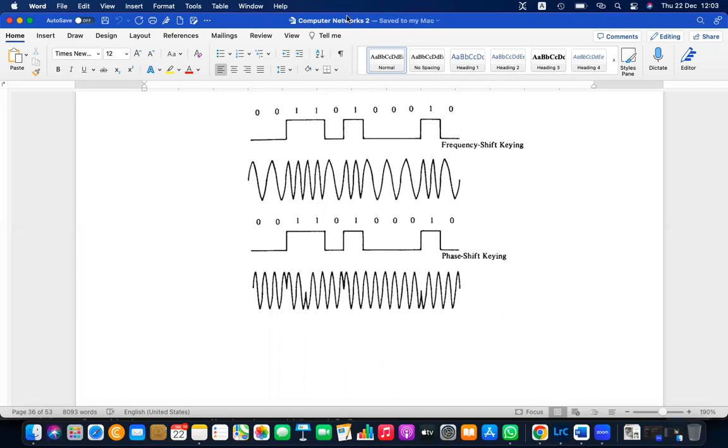Okay, any questions up to now related to AM, FM, and ASK, PSK, FSK? Any problems up to now? Any unclear area? So, can you re-explain the difference between PM and FM?